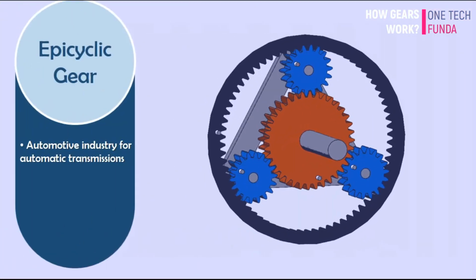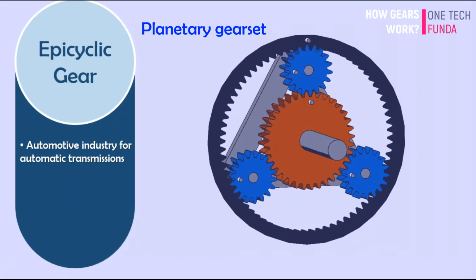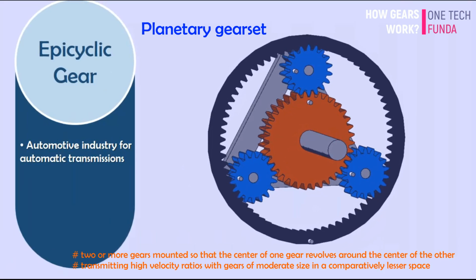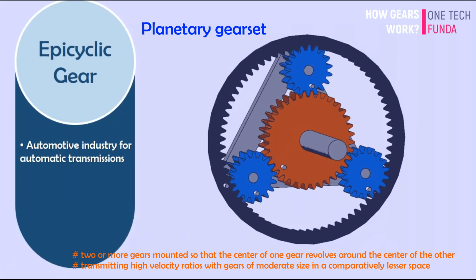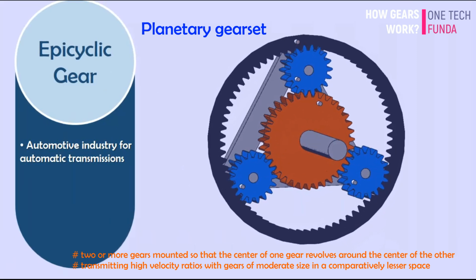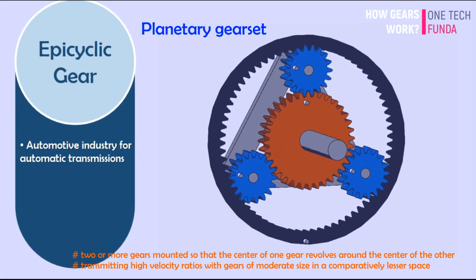Epicyclic gear. An epicyclic gear train, also known as a planetary gear set, is a gear reduction assembly consisting of two gears mounted so that the center of one gear revolves around the center of the other. Epicyclic gear trains are useful for transmitting high velocity ratios with gears of moderate size in a comparatively lesser space.